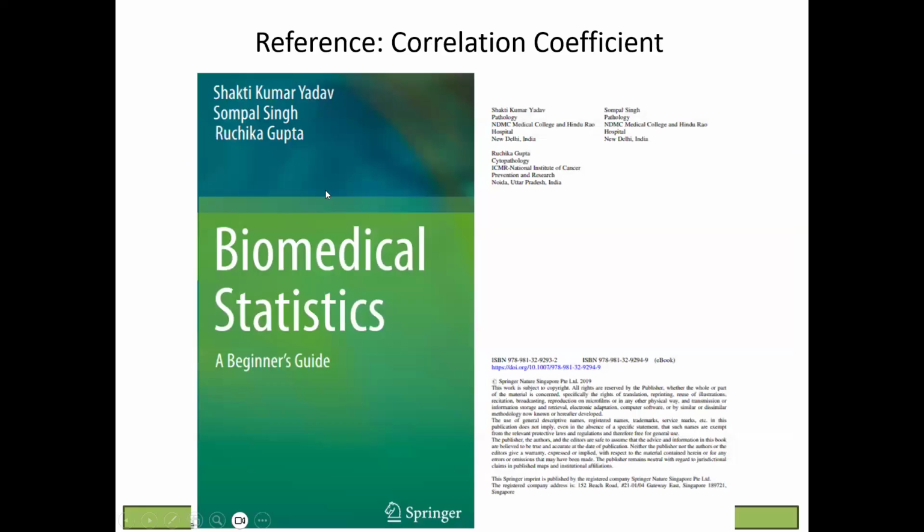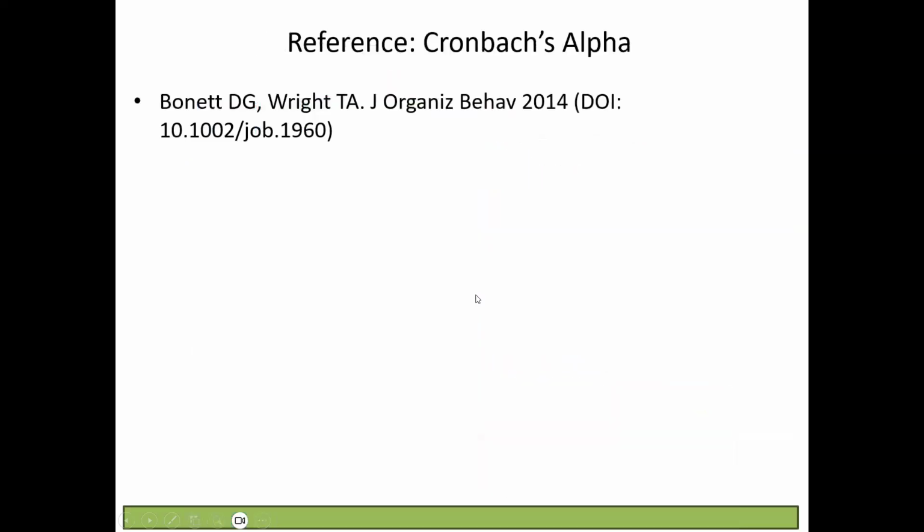So these are the references from where I have taken the content. This is the book on biomedical statistics, which I have used for Pearson's correlation coefficient. And for the calculations regarding Cronbach alpha, I have used this reference. This is the DOI of this reference, and this is a very good reference.